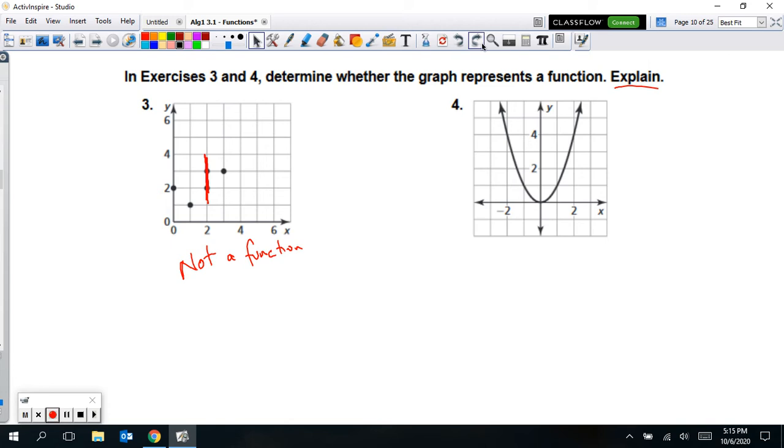Number 4, however, is a function. You could say, yes, this is a function. This shape, when it's going like this, vertical line coming across here, you're only going to hit 1 point at a time as it kind of goes down the U and back up the U. So yes, that's a function there on that one.